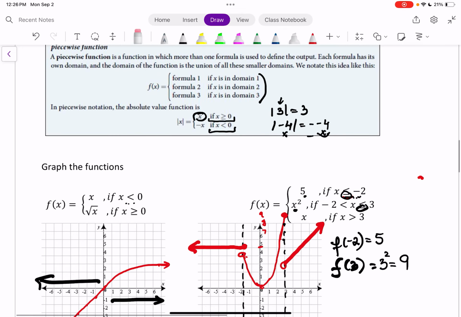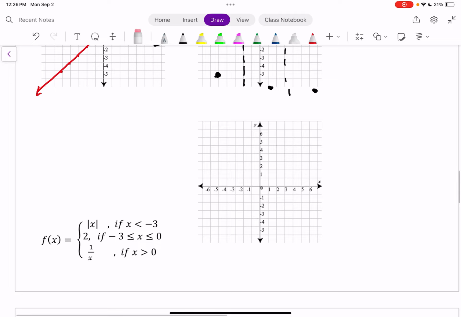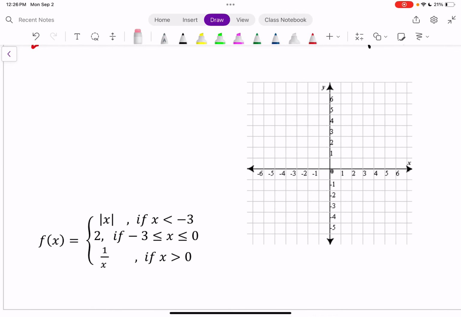Okay, let's try this again. Here. Same thing, I just want to give you basic functions, but they switch definitions at -3 and at 0. One way you can do this, remember the absolute value function was this? The v.